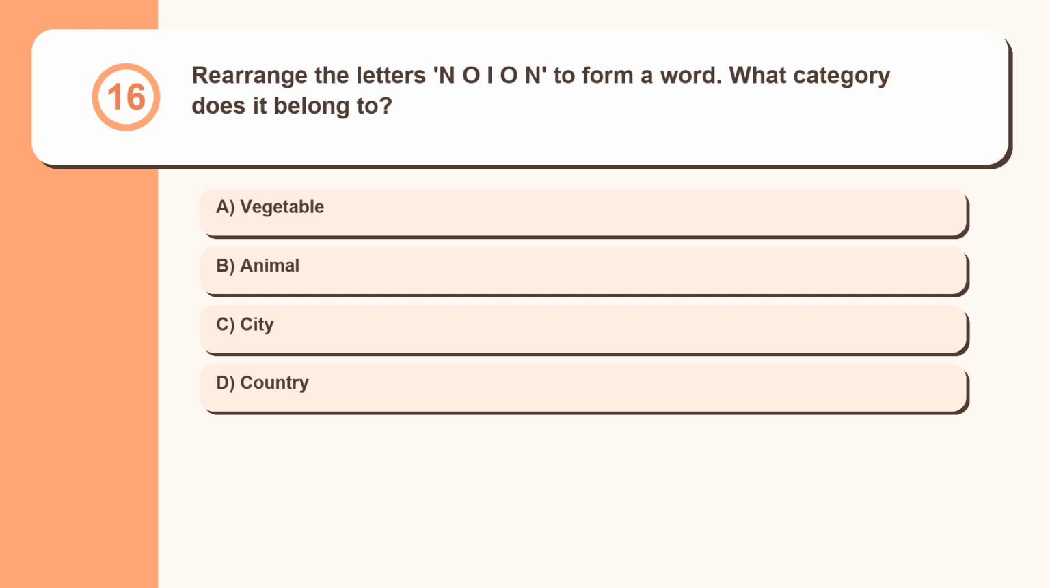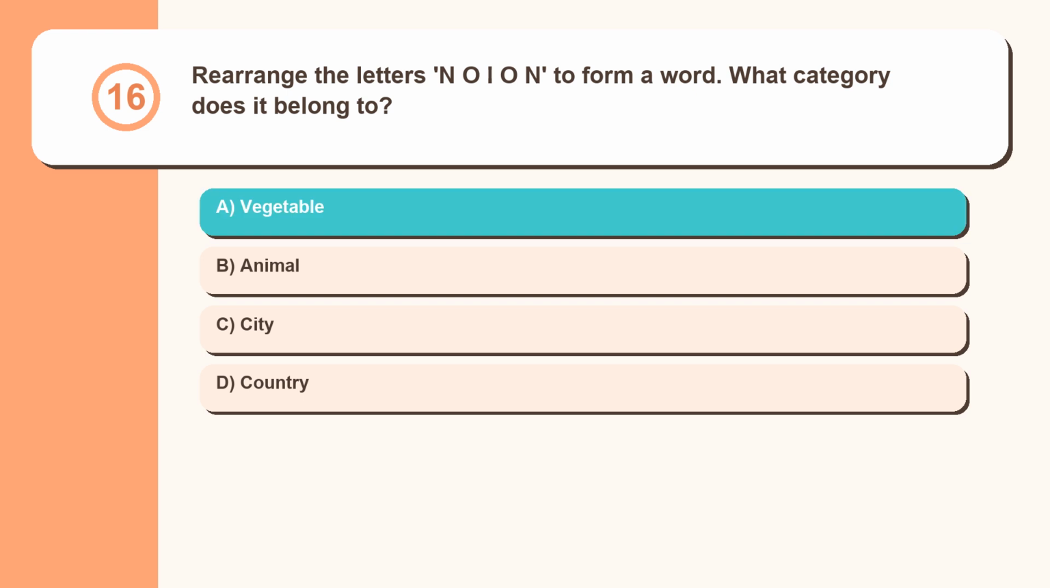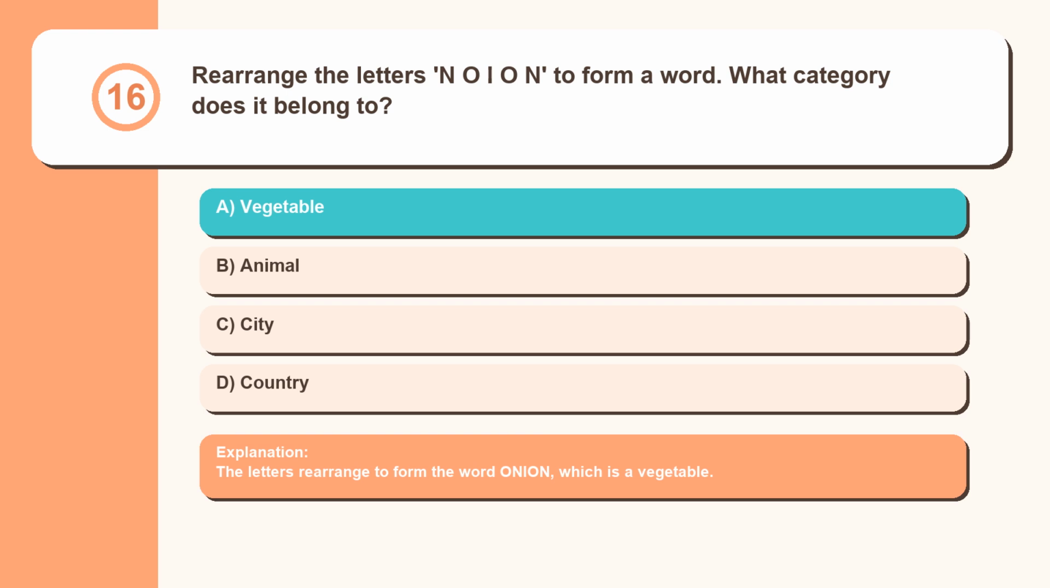Question 16. Rearrange the letters NOION to form a word. What category does it belong to? Vegetable, animal, city, country. The letters rearrange to form the word onion, which is a vegetable.